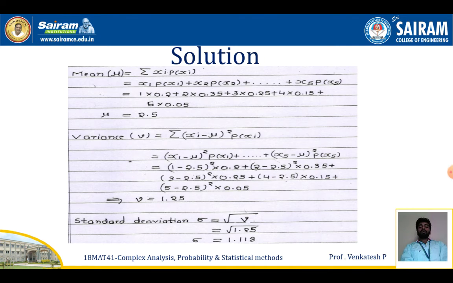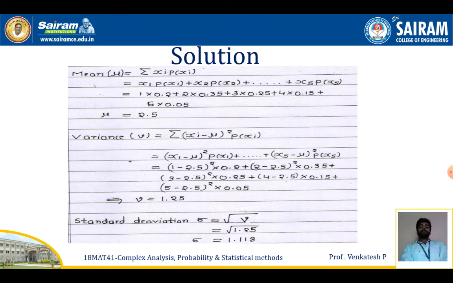So now we will see how to find the mean, variance and standard deviation. Already we know the mean formula is given by summation xi p of xi. If we expand this summation, the formula will be x1 p of x1 plus x2 p of x2 plus, and so on, plus x5 p of x5. Since the data contains up to x5, we can take the formula till p of x5 and x5. Now I am going to replace the values of x1 to x5 according to the formula. We'll get the solution 2.5.